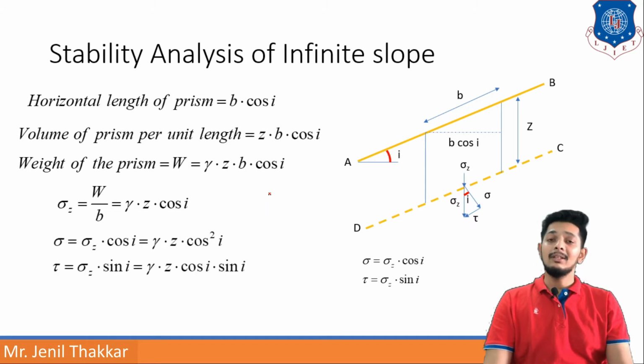Now, we know sigma is equal to sigma z cos i and tau is equal to sigma z sin i. Putting the sigma z value in both equations, I get sigma as gamma z cos square i and tau as gamma z cos i into sin i. Do remember both of these formulas, they will be useful. The factor of safety, Fs, will be tau f by tau. You need to remember that from the previous lecture.